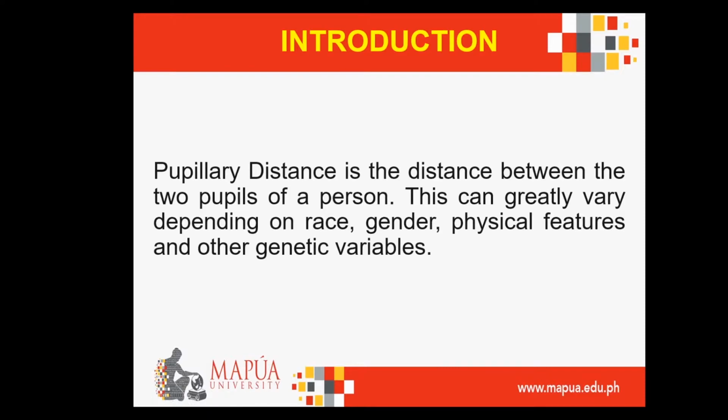So, pupillary distance is the distance between the two pupils of a person. This can greatly vary depending on race, gender, physical features, and other genetic variables. So basically, it is the distance between two pupils from left to right. This is going to be crossing the bridge of the nose, and the measurement of pupillary distance is currently done with a ruler or a pupillary distance ruler.